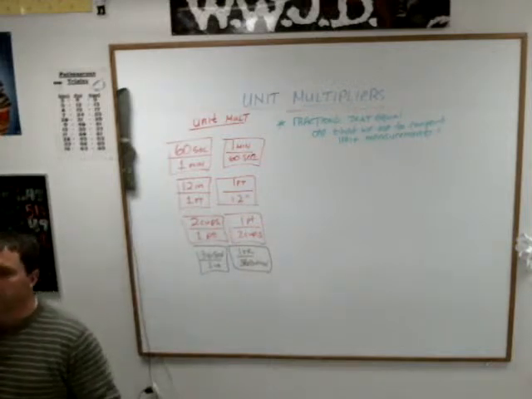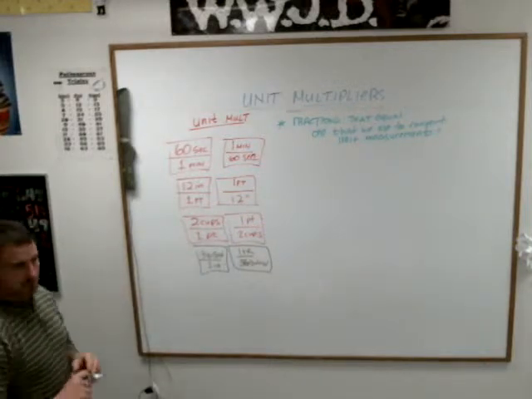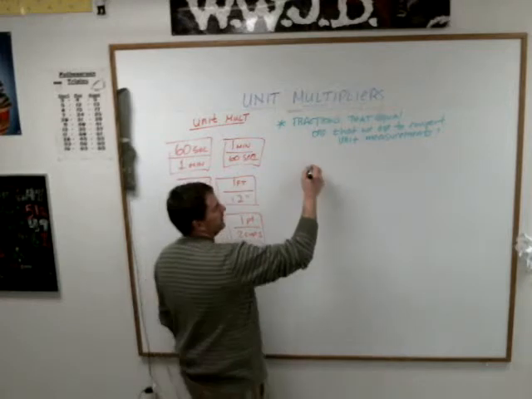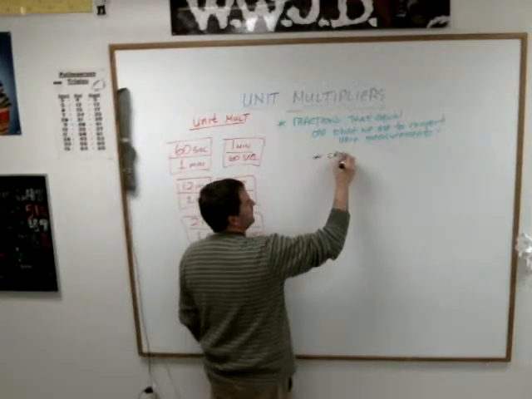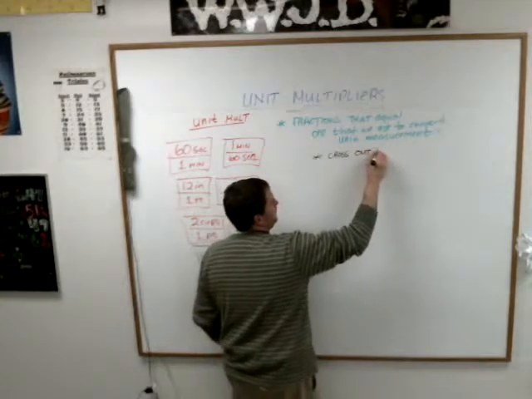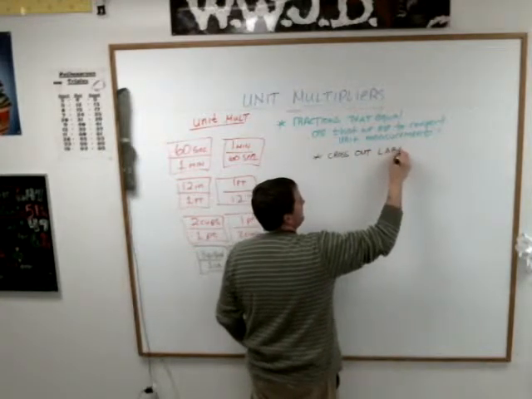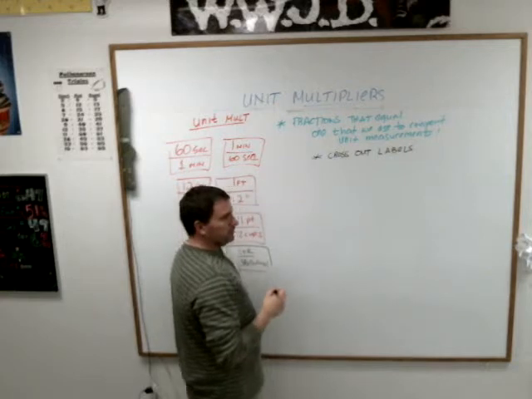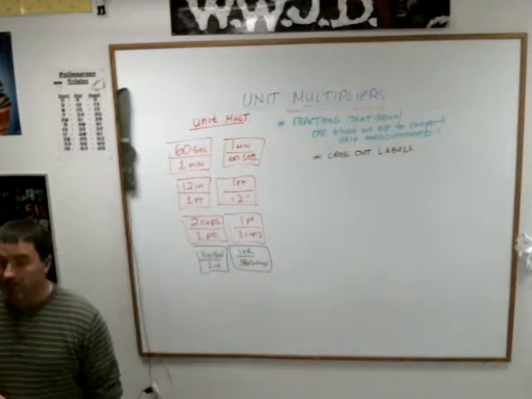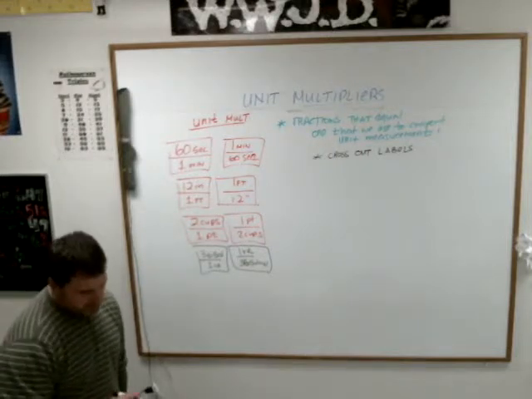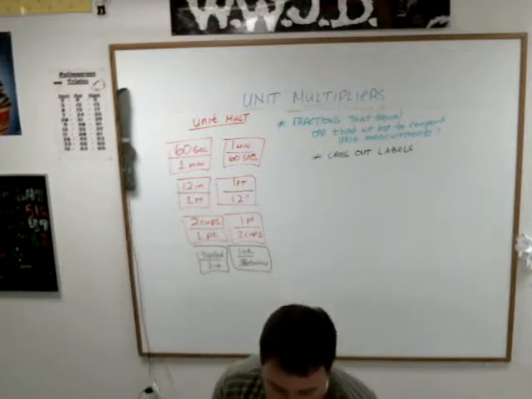Unit multipliers are more about labels than they are about the numbers. You are looking to cross out labels. That is key. If you get unit multipliers down, your life in high school in science and math will be much easier than if you don't.